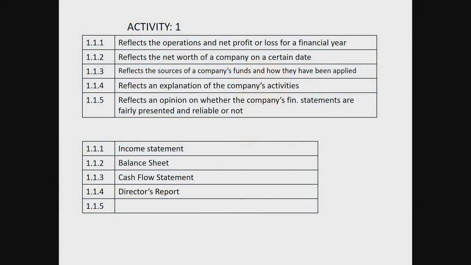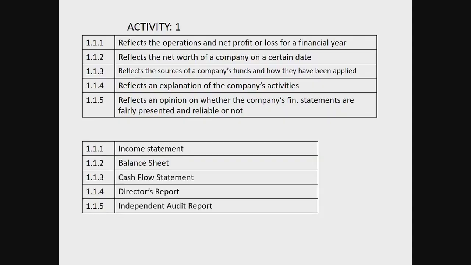Then by 1.1.5, it reflects an opinion on whether the company's financial statements are fairly presented and whether the financial statements are reliable. Okay? So those are normally the people that come and give an opinion on the statements, whether it's a qualified, unqualified, or a disclaimer. That opinion is the work of the independent auditor, or an auditor's report. Independent meaning that they do not have any ties to the company, they only come and express an opinion. It is not their responsibility to prepare the financial statements.